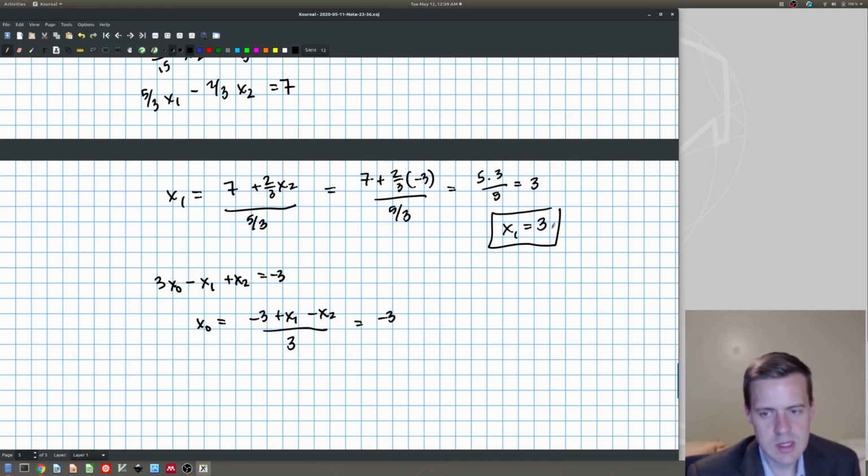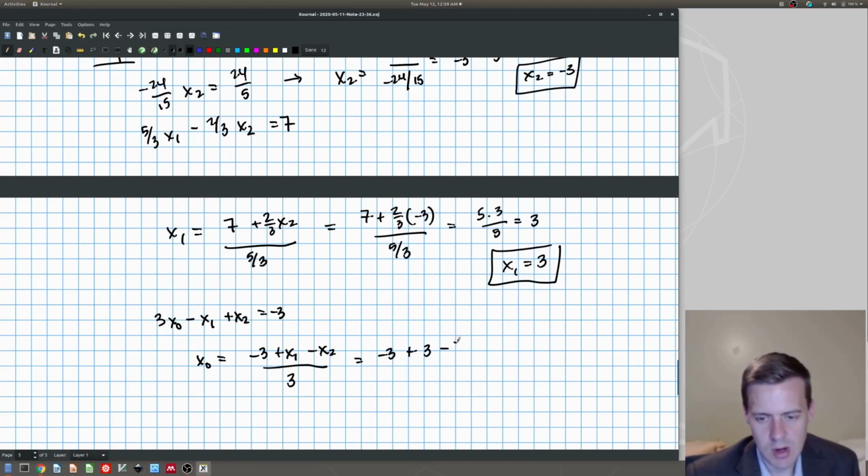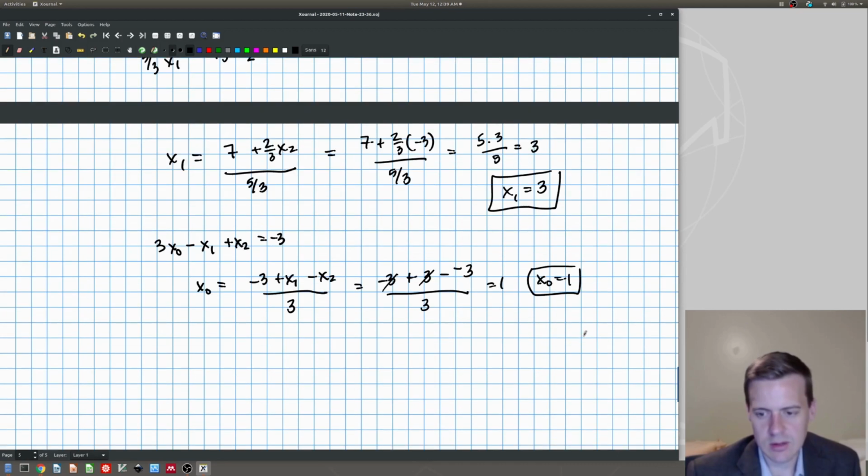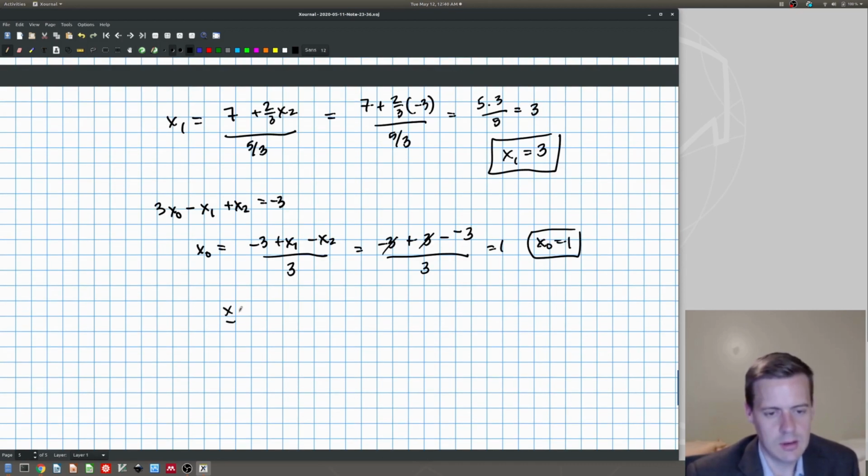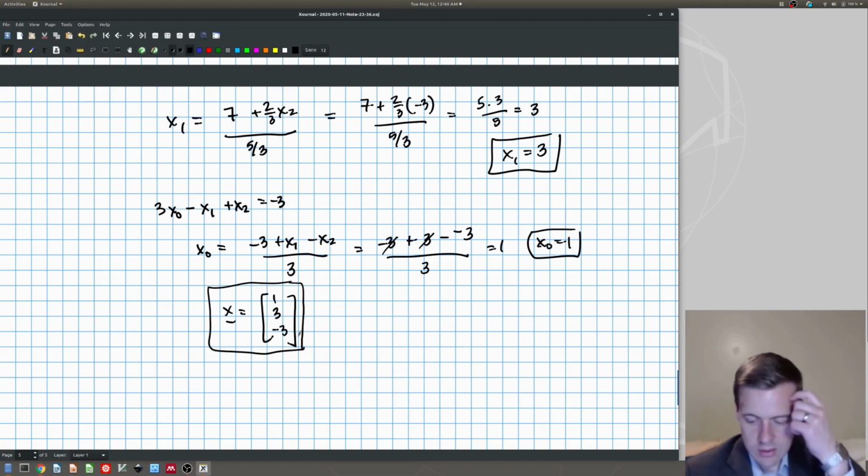Well, I can plug those all in now because I have them here. So I have 3 plus x1 was equal to 3, and x2 was a minus 3, so I have a minus 3 divided by 3. Well, let's see, minus 3 and plus 3 cancel, and that's going to be a plus 3 divided by 3. That should equal 1. So x0 equals 1. Now I can write my x vector, which is 1, 3, minus 3. Whew, took a little while, right? But we did all the details, and hopefully you saw that.